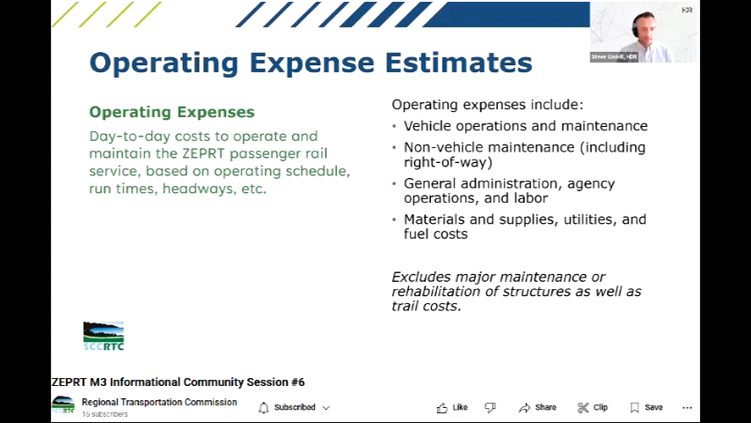So first, just to cover what is included in that. That's vehicle operations and maintenance, also non-vehicle maintenance, so any maintenance that needs to be done to the track along the right-of-way. This also includes general administration and operations, as well as the labor for operators themselves. And finally, materials, supplies, utilities, fuel costs, all of that. So all of that is included in the annual operating expense. One thing to note that is not included in this estimate is any major maintenance or rehabilitation of structures, as well as trail costs. So that would mean if there is a major rehabilitation of a bridge that is needed 30 years from now, we have not annualized that cost as part of this estimate.